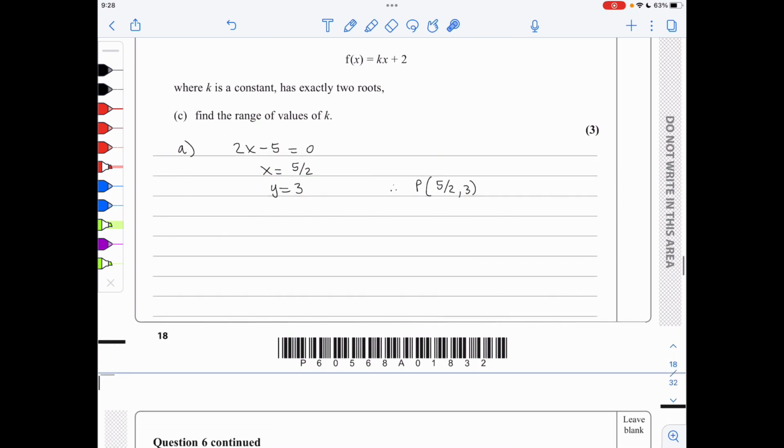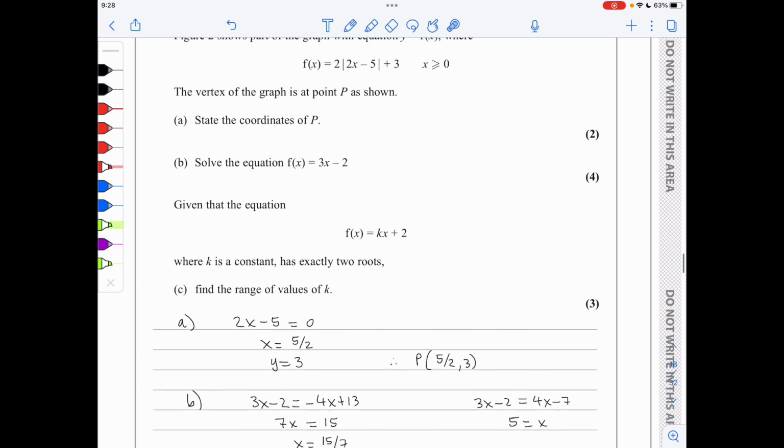So in part B, I will be equating 3x minus 2 with a negative 4x plus 13, and 3x minus 2 with 4x minus 7. So I get 7x is 15, which means that x is 15 over 7. And on the other hand, I get 5 is equal to x. These two are the solutions for the equation f of x is 3x minus 2.